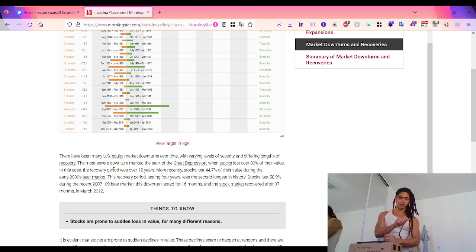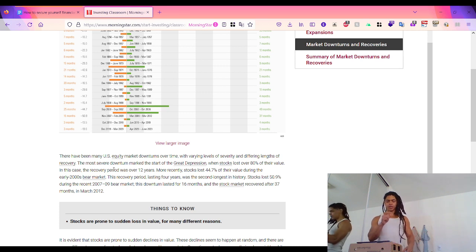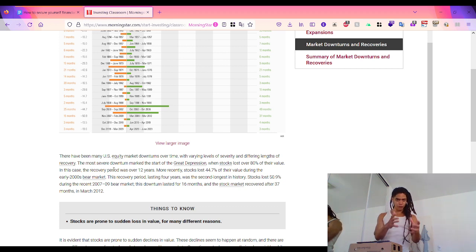The most severe was at the start of the Great Depression, a period when the stock market lost over 80% of its value. To be precise, 83.4% of the value. And the recovery period was over 12 years.